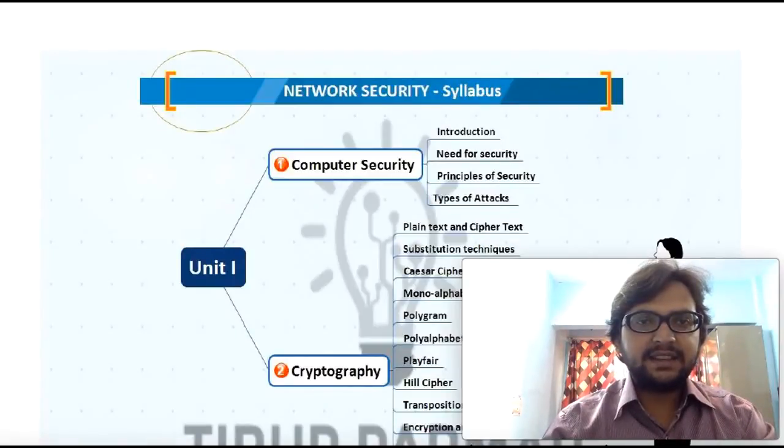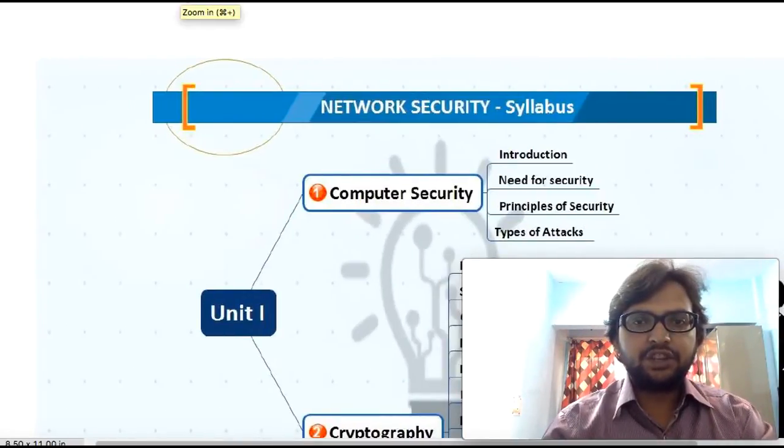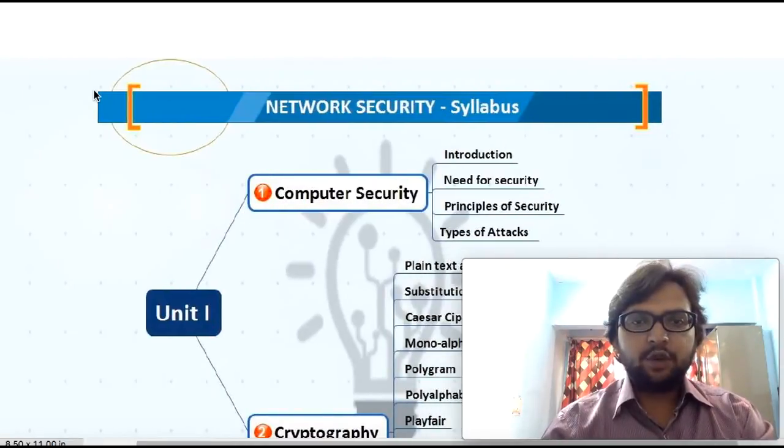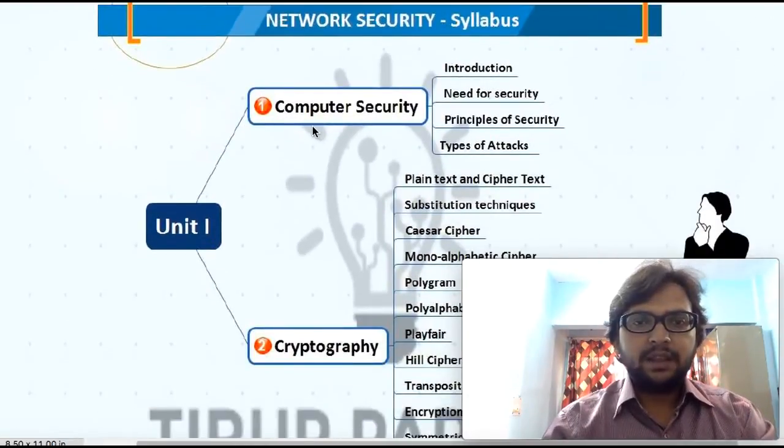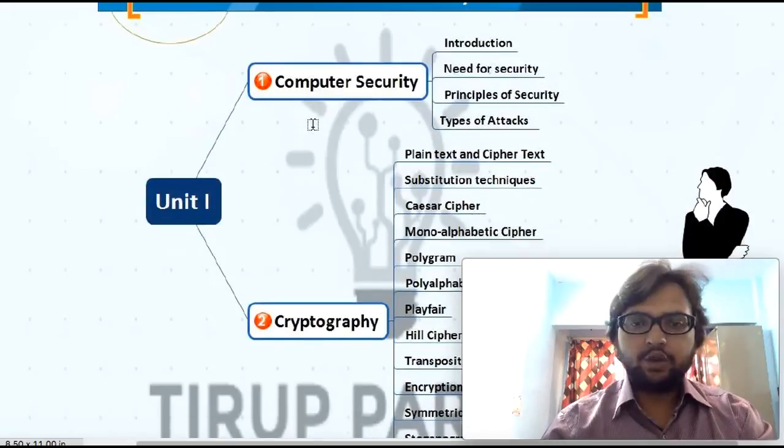As you can see, this is our portion or syllabus for unit 1. So unit 1 is basically divided into two parts.